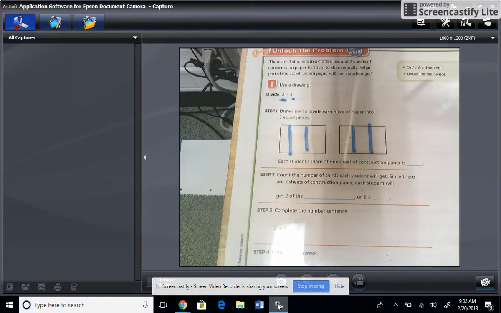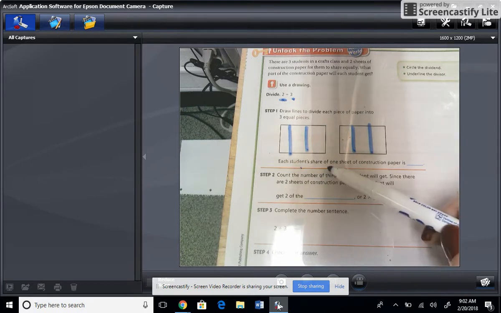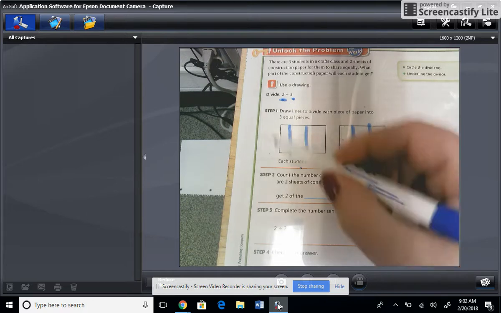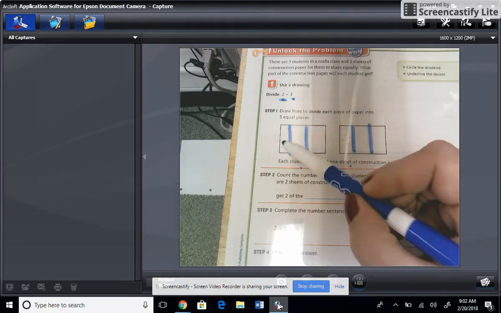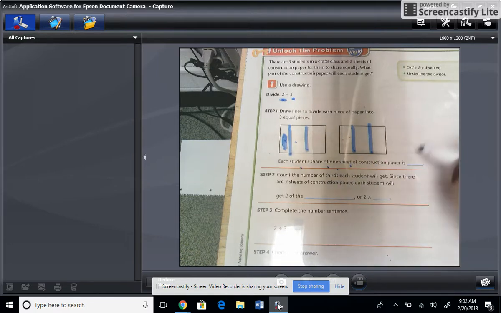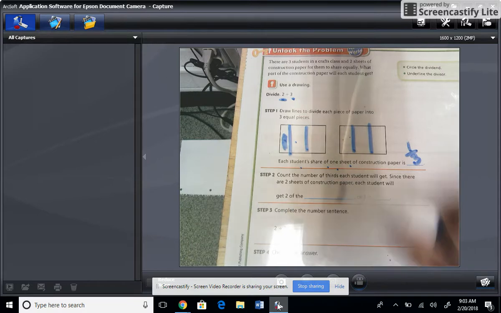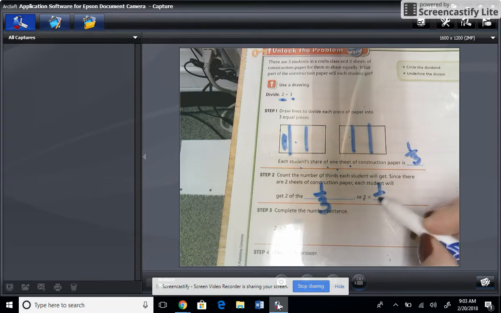So each student shares one sheet, and how much does each student get? Well, they get 1 out of how many? I get 1/3. Count the number of thirds each student will get. Since there are 2 sheets, they get 2 of 1/3, or 2 times 1/3. So what is it? It's 2/3.